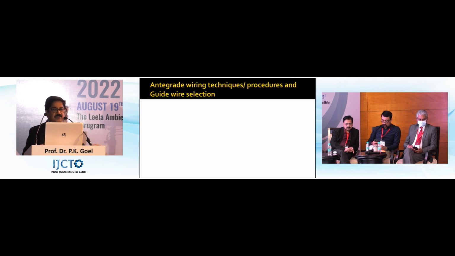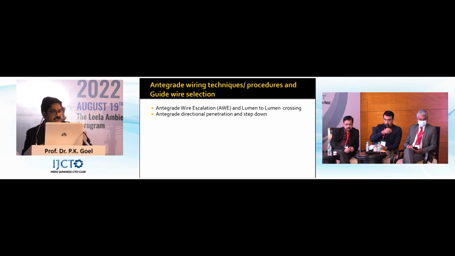I think microchannels, everyone knows there are channels which you cross. In the antegrade wire techniques, you have the antegrade wire escalation where you try to go lumen to lumen. Antegrade directional penetration, and then you penetrate with a stiffer wire and then step down. Sometimes you get into an inadvertent subintimal entry, and then you redirect the wire back, which you can do with the Gaia type of wires, and usually the 3D wiring concept helps. I'll show you what the 3D wiring concept is, which we have just published.